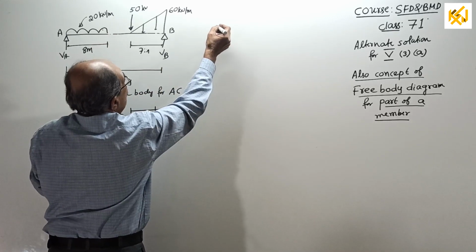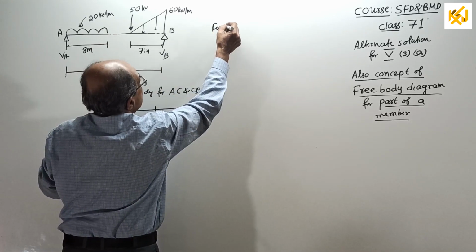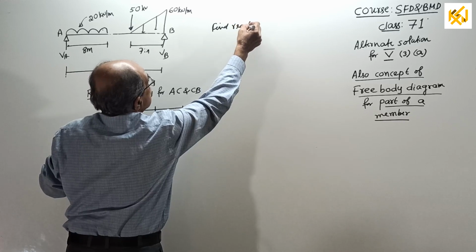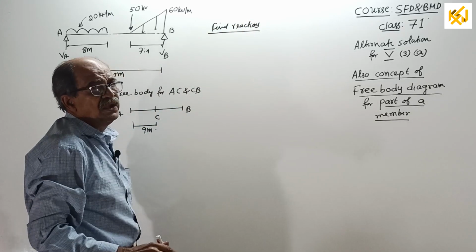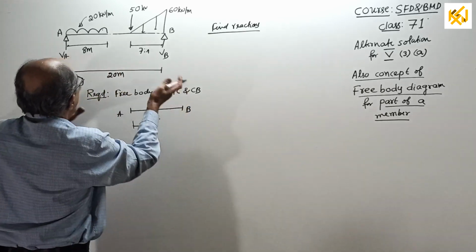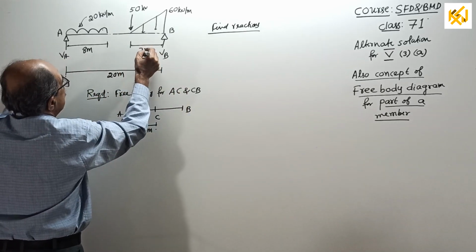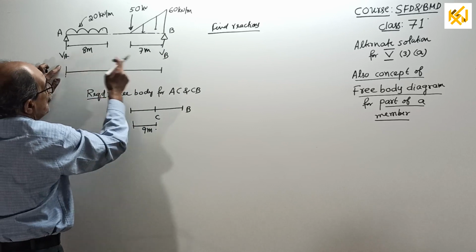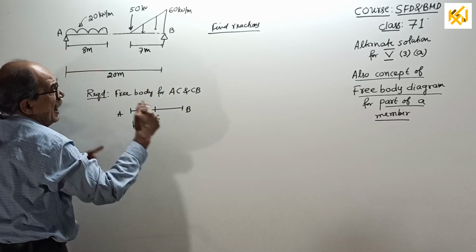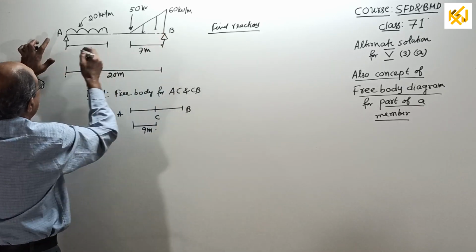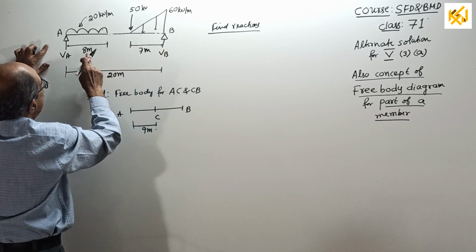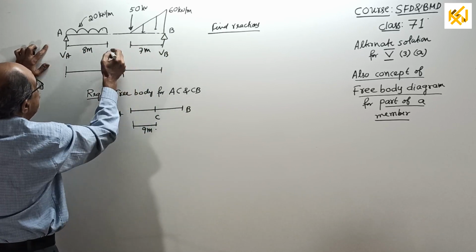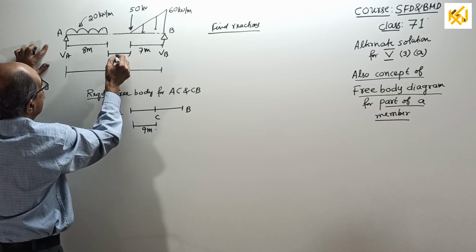First, find reactions. Reactions you have to find, but still, briefly I will write. Once again, 7 meter. I already wrote VA, actually you should write VA afterwards. Now write reaction VA, reaction VB. Now 8 plus 7 is 15, 20, so this gap will be 5 meter.